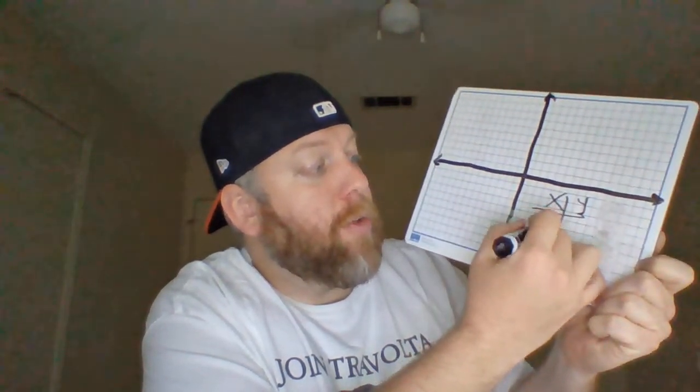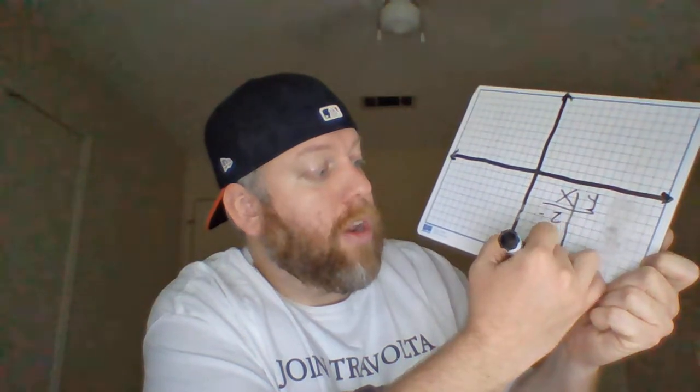When x is 1 or 2 or 0 or whatever, what is y? So I like to make tables when x is -2, -1, 0, 1, and 2. I like to make those types of graphs.